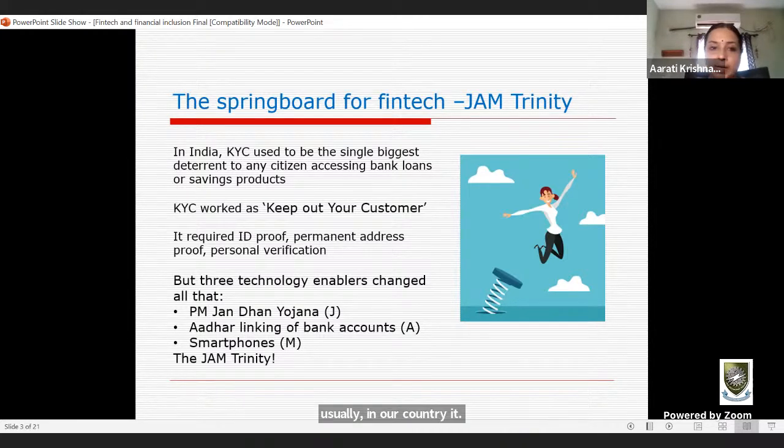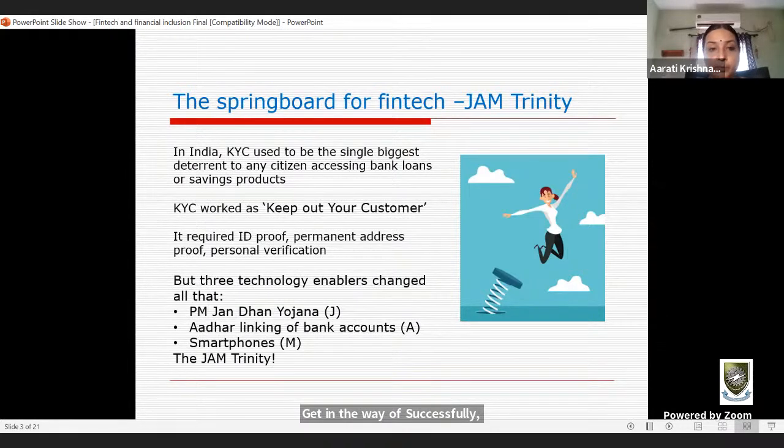Now, not everybody has a ration card. And even if we have a ration card, if you are moving from one city to another, the ration card will not have our actual address. So this conflict between not having a permanent address and staying at a temporary address always used to get in the way of successfully completing your KYC.